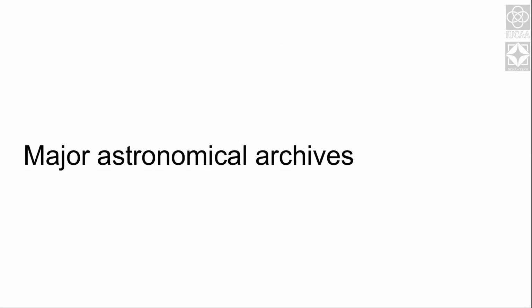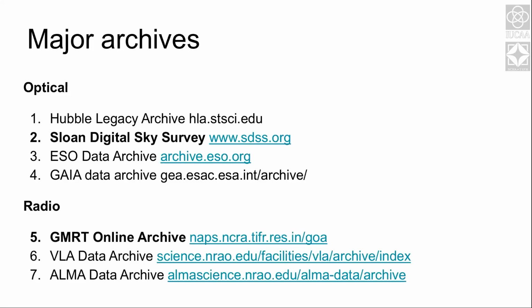Okay, so now that we're familiar with commonly used terms in the VO world, let us look at the major astronomical archives that exist. In the optical, there are many archives. I've listed 4 large archives here, and highlighted in bold is the Sloan Digital Sky Survey, which I will talk about in a little more detail in a few minutes. In the radio, of course, again, there are many archives. I've highlighted the GMRT Online Archive because that is something that we run. I'll point to certain interesting science that can be done with the data in that archive as well.